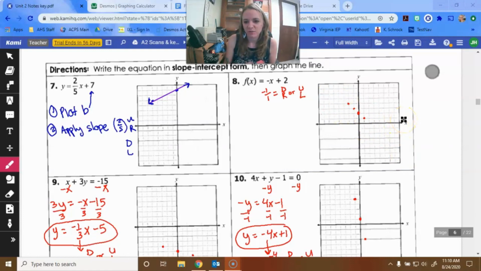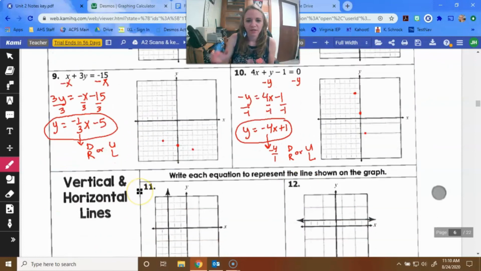I started initially by plotting +2. So this was my first dot, and then I just made these other -1 slope dots along with that, and then connect them and make my line.